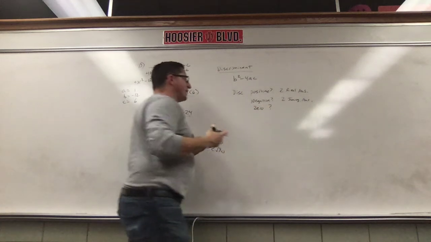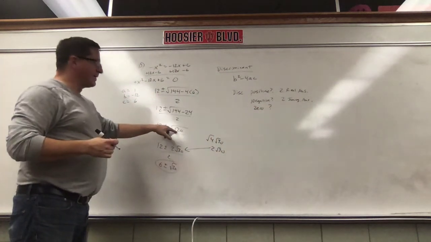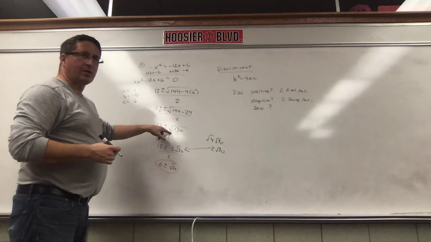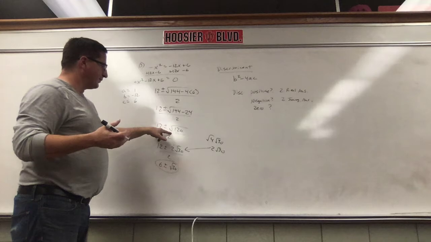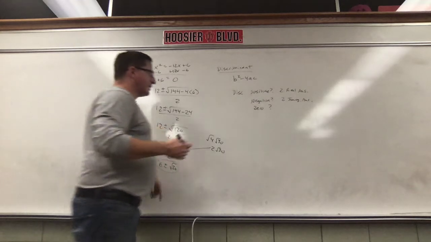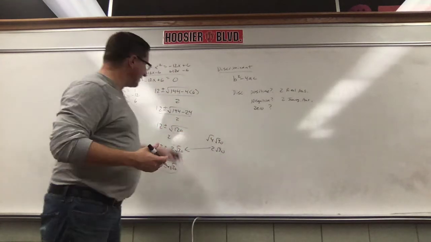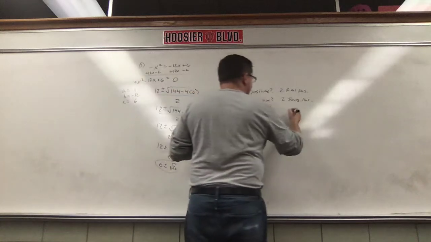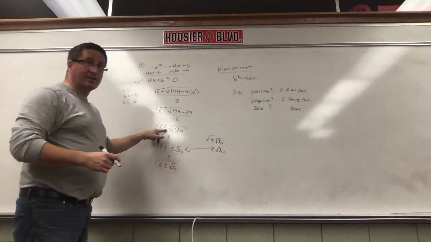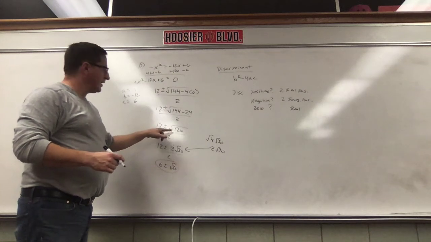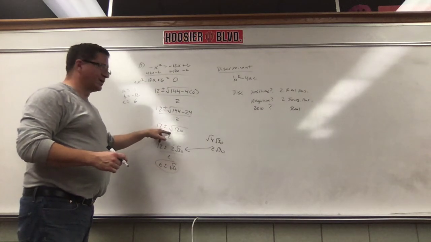Now, what if the discriminant's 0? If this would have been 0 right here, can we take the square root of 0? Sure, that's a real number. The square root of 0 is 0. So the answer is going to be real, because the other time it's imaginary is if you have a negative inside the radical. Is there going to be two of them right here because of the plus or minus symbol? The answer is no. And here's why. If this was 0, the square root of 0 is 0.